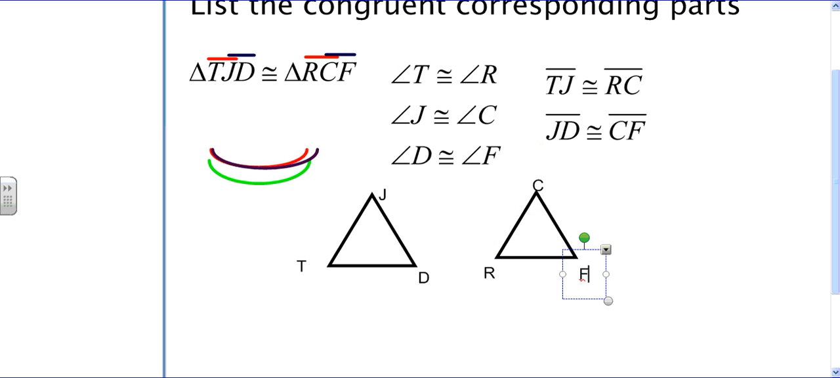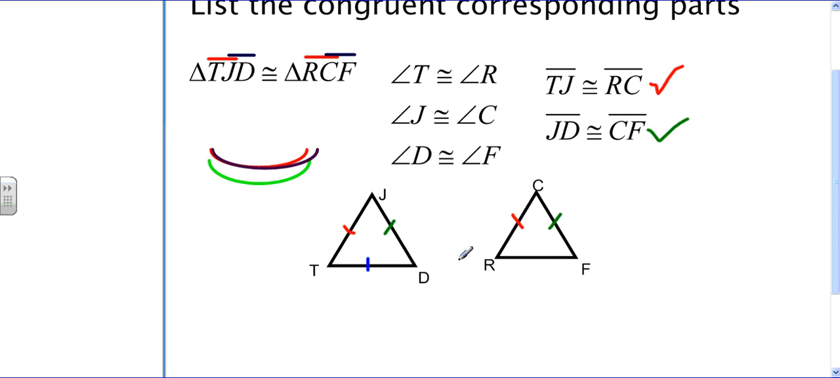And notice how I labeled that in the same orientation that I labeled the first one, because angle T corresponds to angle R, angle J corresponds to angle C. And so far what we've mapped out is that side TJ here is congruent to side RC. We said that right here. And we also know that side JD, which I'm going to do in green, is congruent to side CF. We've said that here.